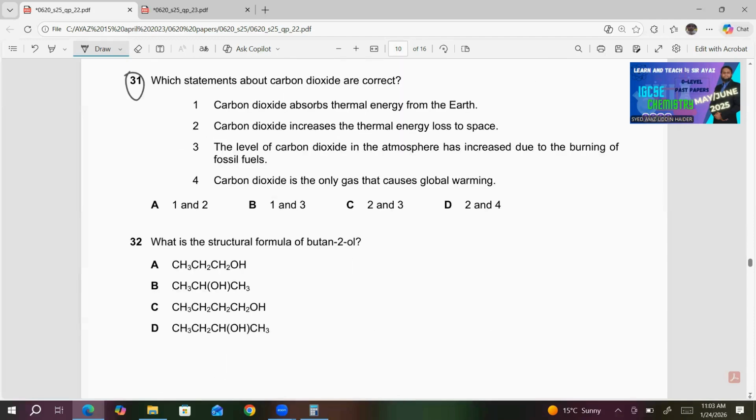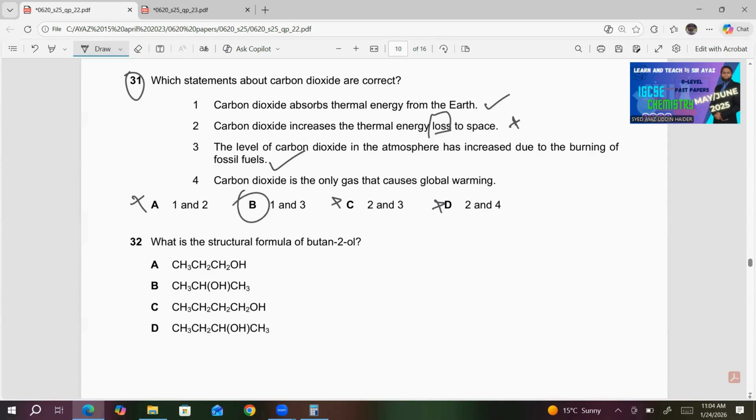31. Which statements about carbon dioxide are correct? 1. Carbon dioxide absorbs thermal energy from the earth. Yes, it does absorb thermal energy from the earth. 2. Carbon dioxide increases the thermal energy lost to space. This is incorrect. It actually prevents the loss of thermal energy to space. 3. The level of carbon dioxide in the atmosphere has increased due to the burning of fossil fuels. This is also correct. So if 2 is incorrect, definitely A, C, and D are incorrect. No need to read the last statement. B must be the right response here.